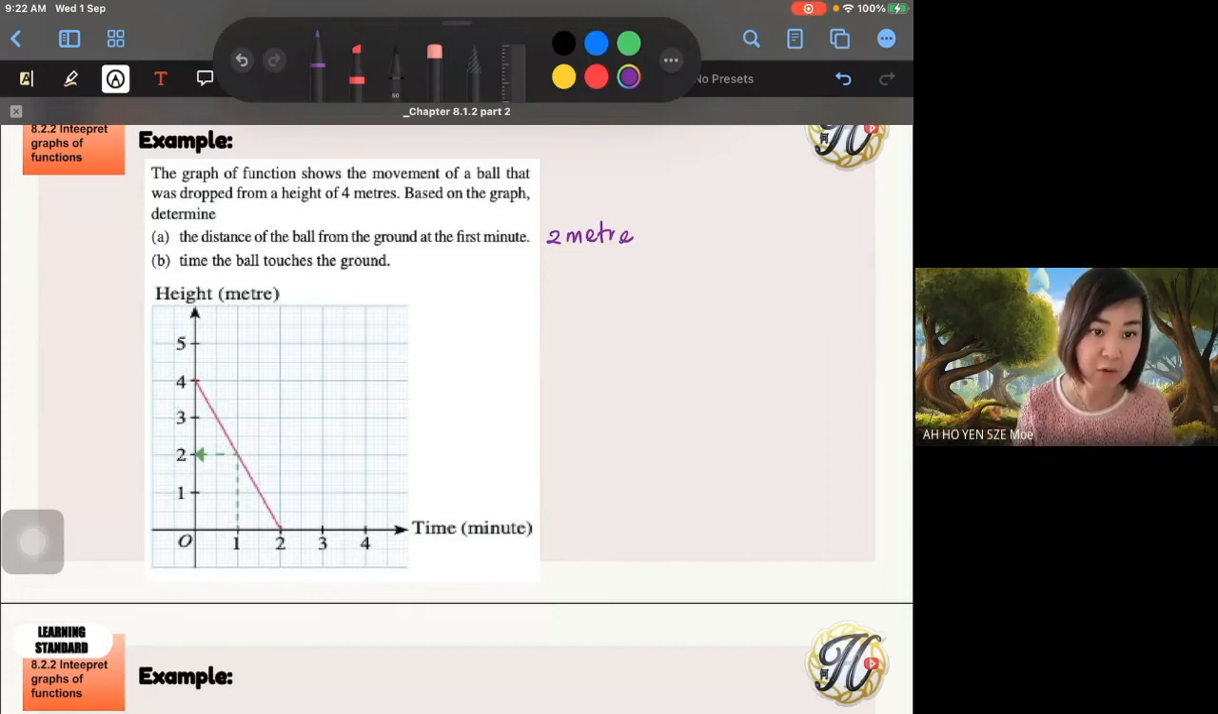Next, the time the ball touches the ground. When it touches the ground, what does that mean? What is the time? When the ball is already touching the ground, is there still time or not? Where is the time to touch the ground?